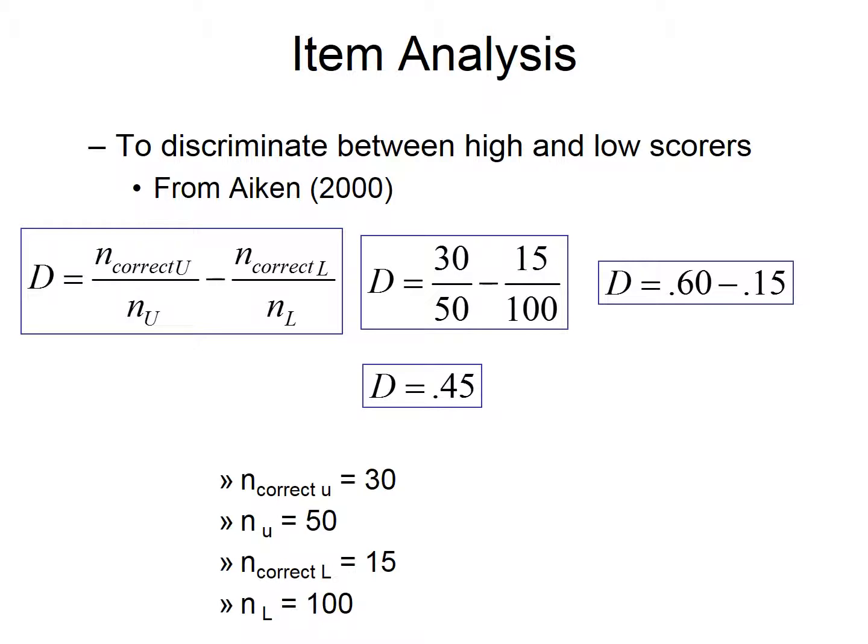So let's think about how we'd get a perfect D. If we had 50 people in the upper category and all 50 got it right, 50 divided by 50 is 1. If 0 got it correct in the bottom, that would be 0 divided by 100. 0 divided by anything is 0. So 1 minus 0, our D equals 1.0. So if everyone in the top category got an item right, and everyone in the bottom category got it wrong, that would be perfect discrimination.